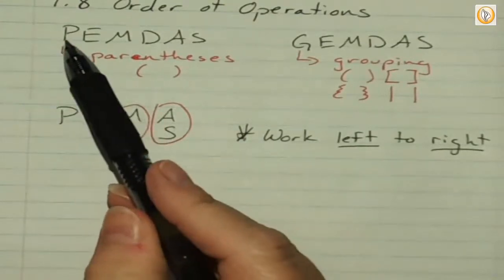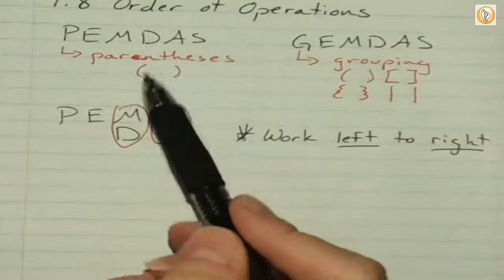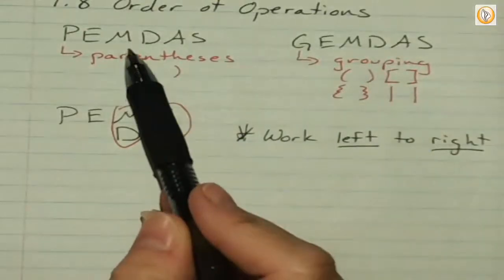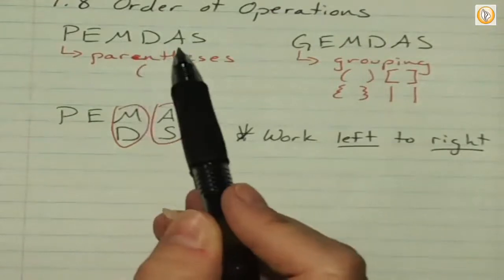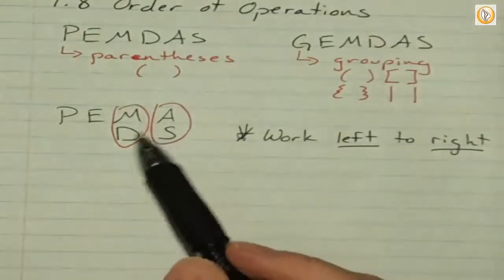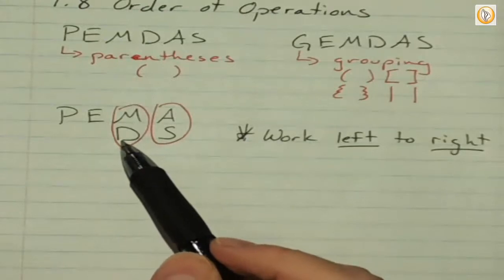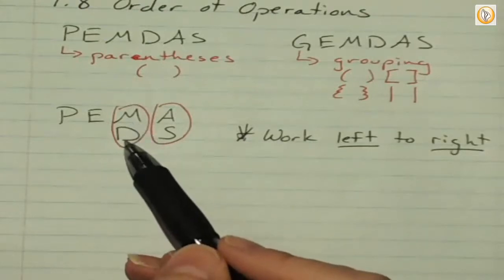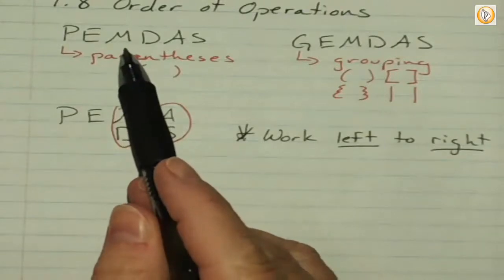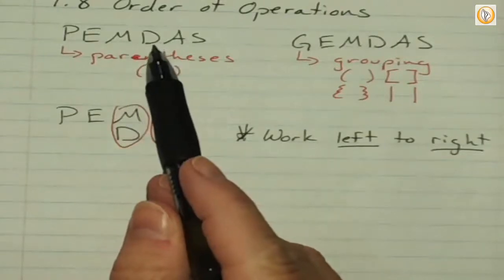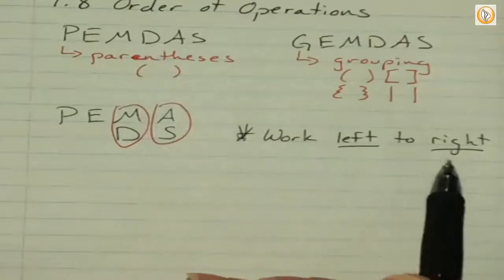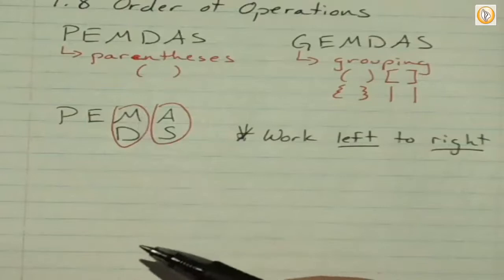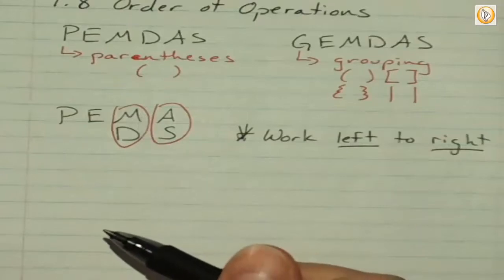They used to say that the P confused kids because it didn't mean just these parentheses, it means all of these. But yeah, the M and the D and the A and the S confused kids too. I even had 7th graders today accidentally do multiplication before division because after all, the M came before the D. But you work left to right. Sometimes a division symbol is going to come before that. So it doesn't matter, you work left to right.